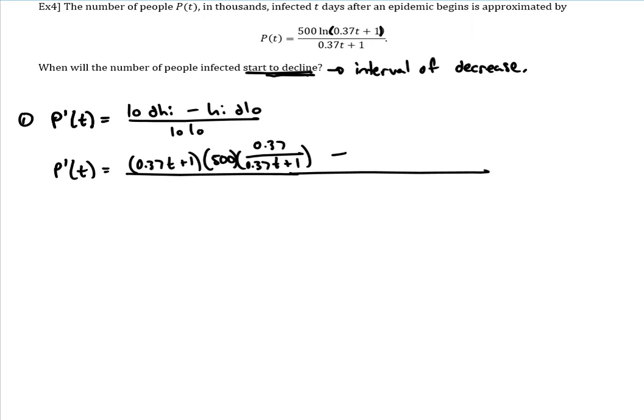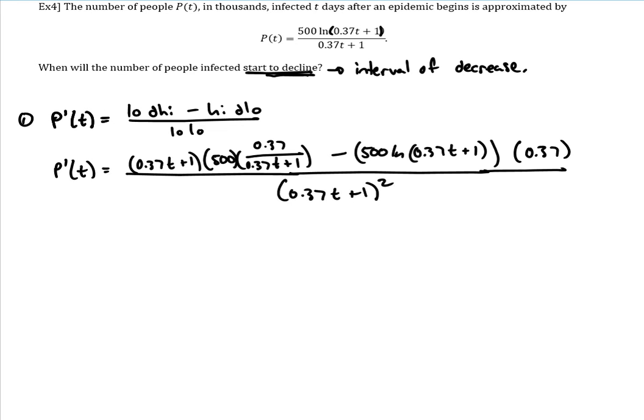Now we've got minus the high portion, so that's 500 ln of 0.37t plus 1, times the derivative of the low, which would be just 0.37, all over our 0.37t plus 1 getting squared. Okay, so that's using the quotient rule to get our derivative, but now we need to continue simplifying.